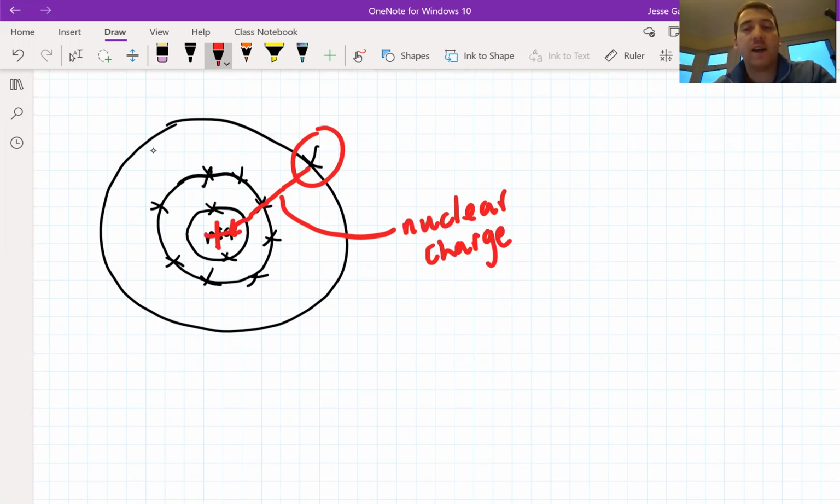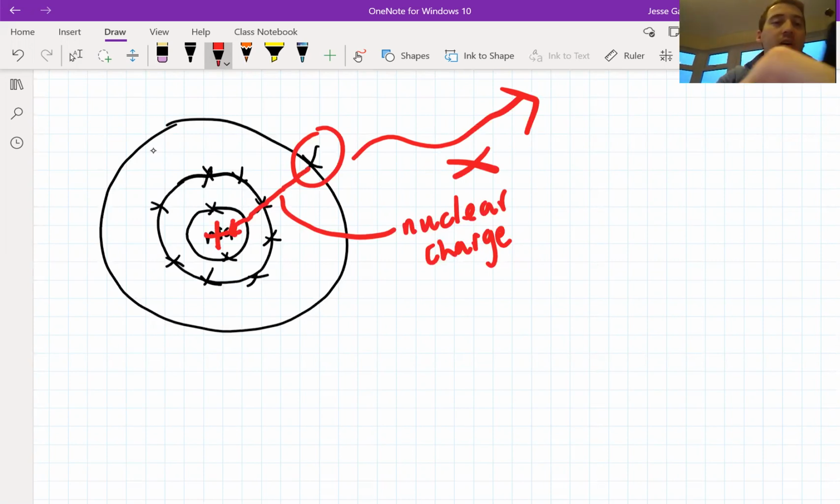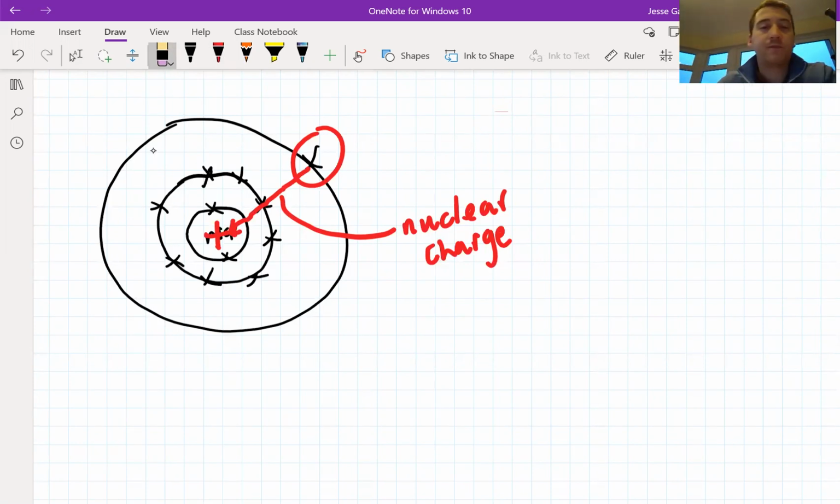It's what keeps electrons orbiting and stops them from just heading off wherever they want. They're not allowed to just head off wherever they want. They're limited in how far away from the nucleus they can be due to the nuclear charge, okay? Now, obviously, if you want to remove an electron and completely remove it, you have to overcome this force. You have to overcome the nuclear charge.